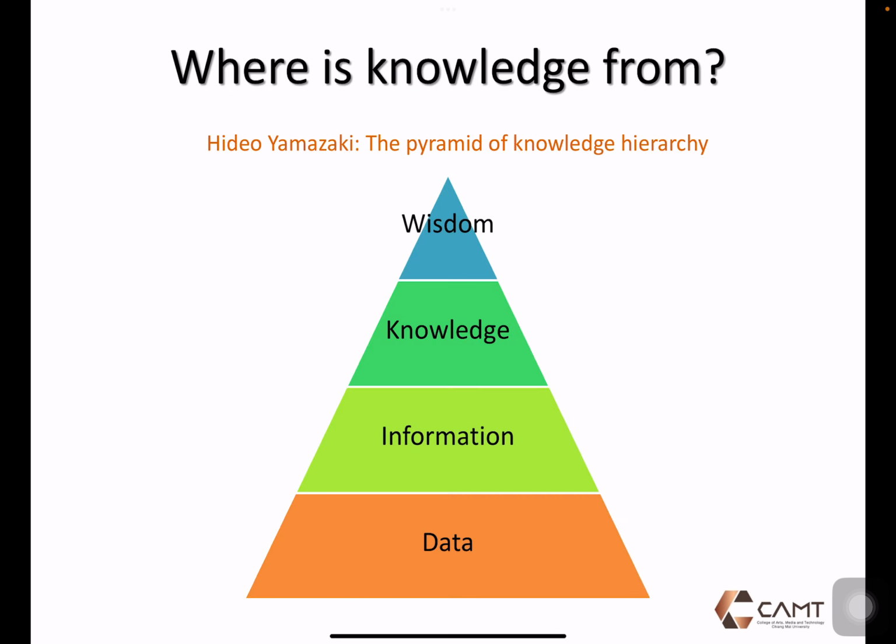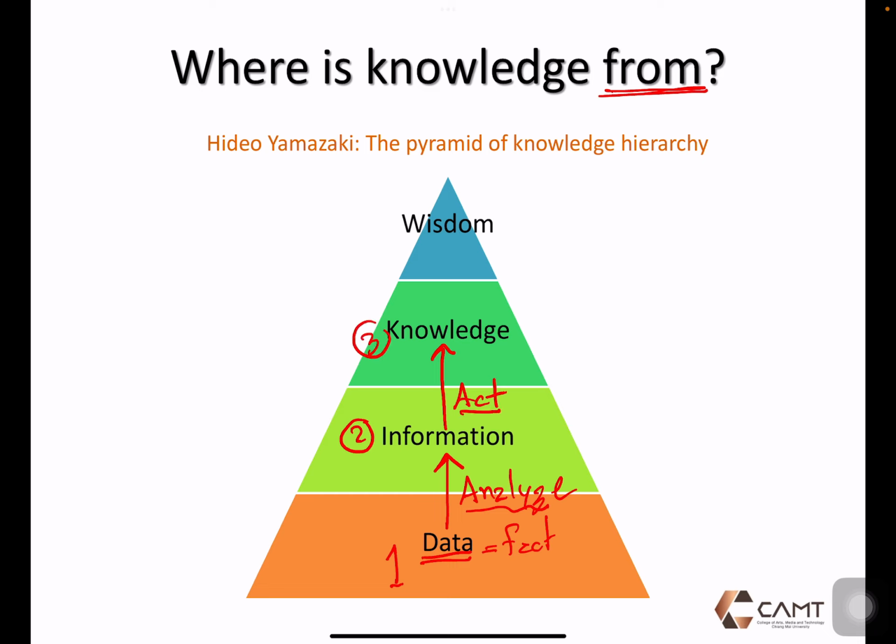Let's continue with where knowledge comes from. You can see the word data. This is where it starts. Data is about facts. Data can be transformed into information by analyzing. Information can be transformed into knowledge by acting. Knowledge can be transformed into wisdom by applying.